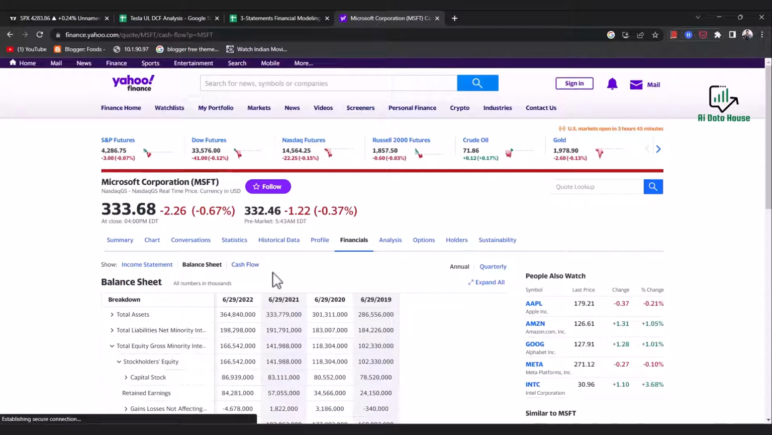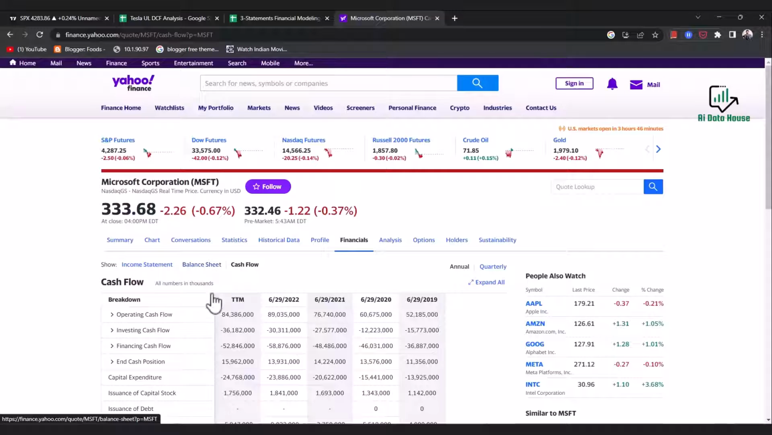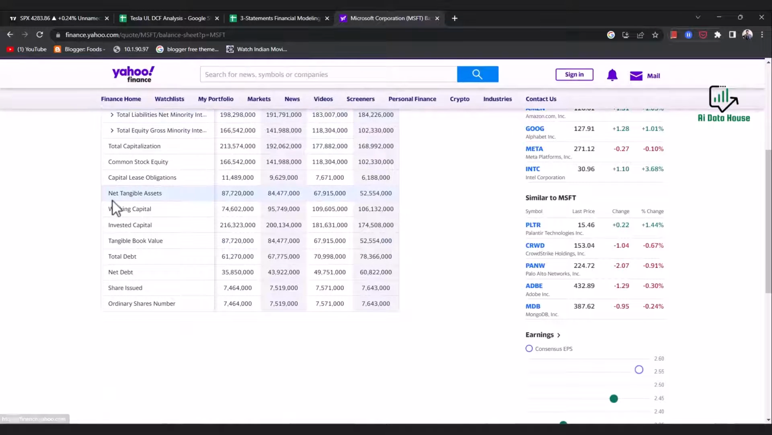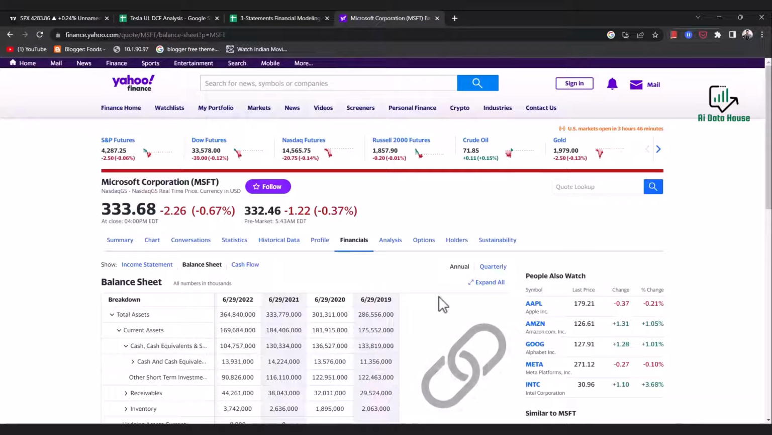And similarly, from the cash flow statement, the free cash flow comes to the balance sheet. Here under the assets, in current assets, it comes to cash and cash equivalents. So the financial statements are interlinked with each other.